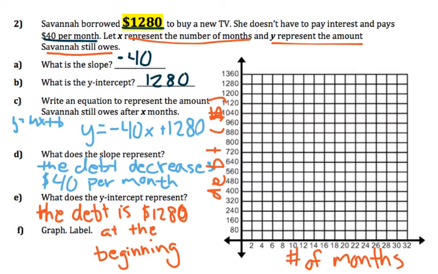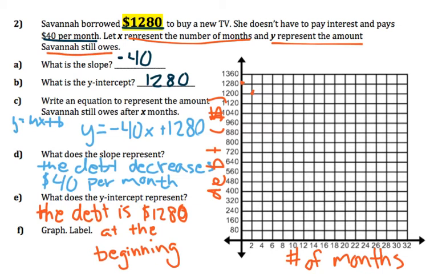And that means, once I plot my y-intercept of 1,280, I have to go down 40 and over 1 because it's negative $40 every month. But when I go over 1 box, that's 2. So it might be easier for us to go over 2, which means we'd be decreasing by 80. So we're going to go down 1 box, over 1 box. Now, careful, that means we're decreasing by $80 for every 2 months.